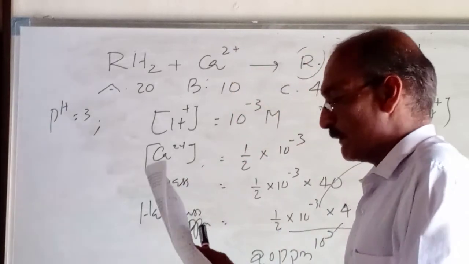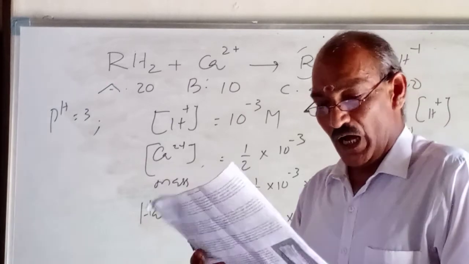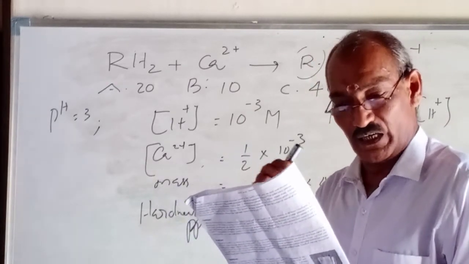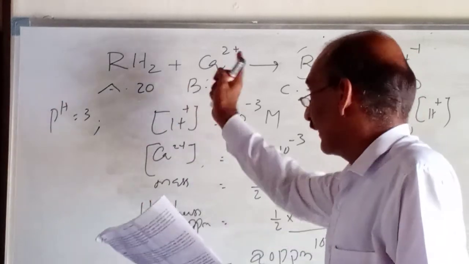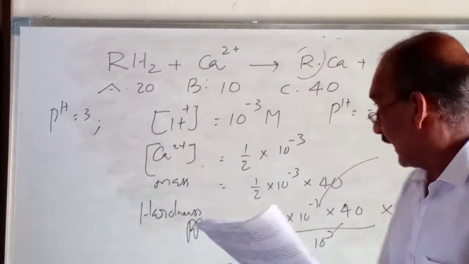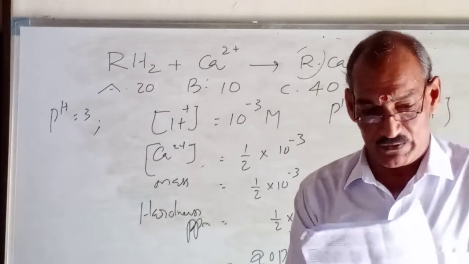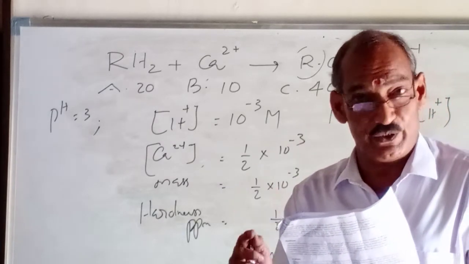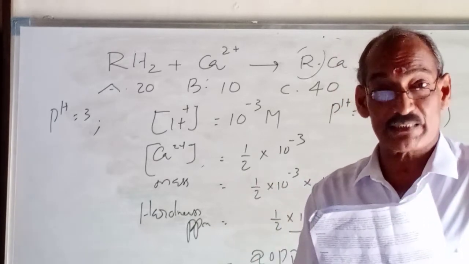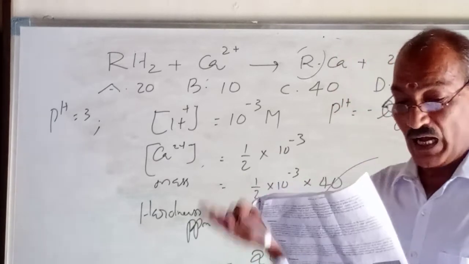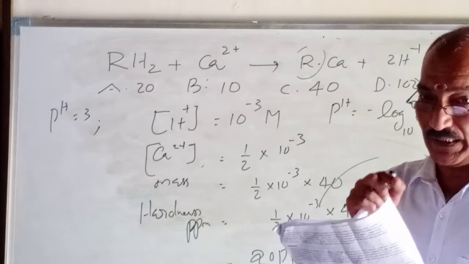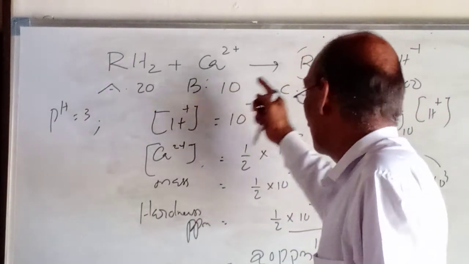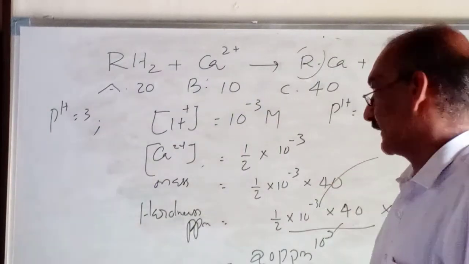So here in the question paper, they have given that RH2 ion exchange resin can replace Ca2 plus ions in hot water as per the equation RH2 plus Ca2 plus gives RCa plus 2H plus. If 1 liter of hot water after passing through the ion exchange resin has its pH become 3, then the hardness in ppm of Ca2 plus is given as A 20, B 10, C 40 and D 100.